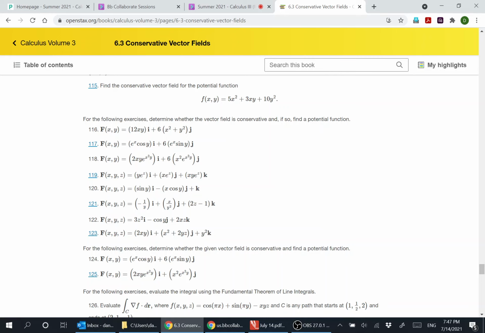So, checking that is kind of annoying. You could just assume it's conservative and find the potential function. If you fail to find a potential function, well, either you made a mistake or it's not conservative. So let's check it out. Let's do the curl. Why not? So the curl is in the next section, but we can do it here.